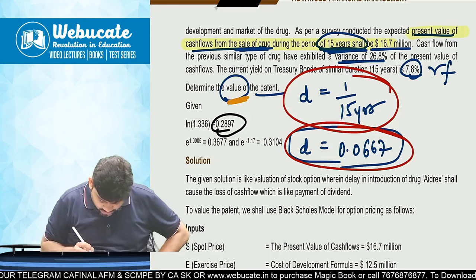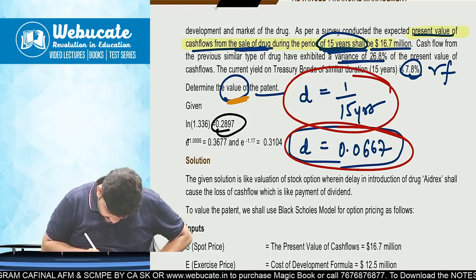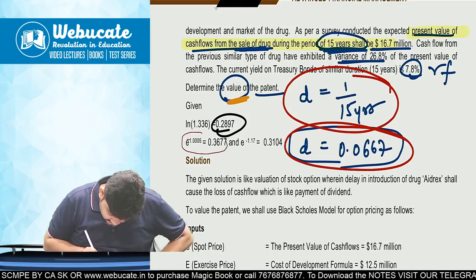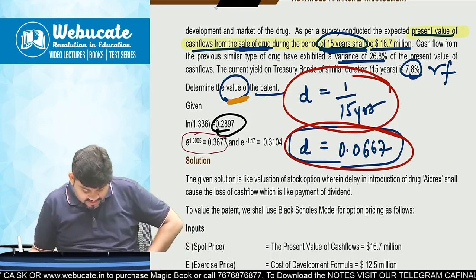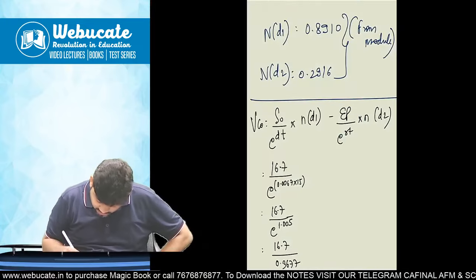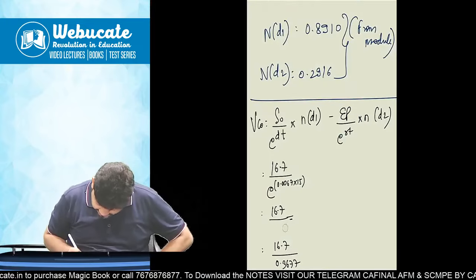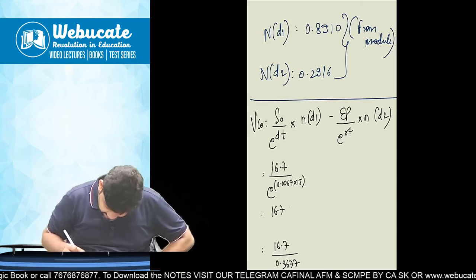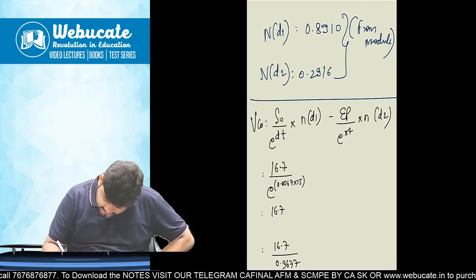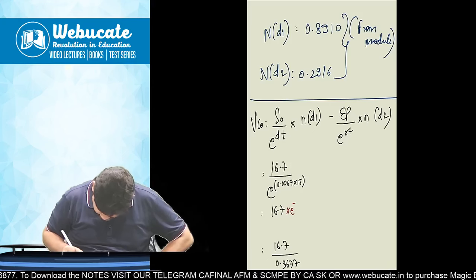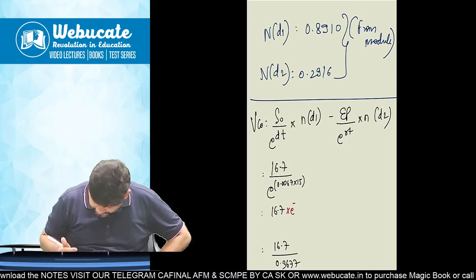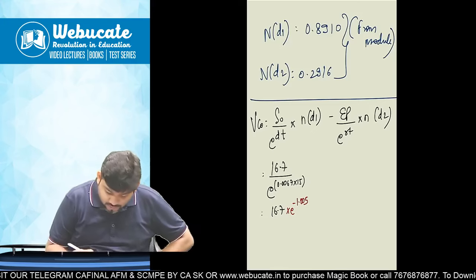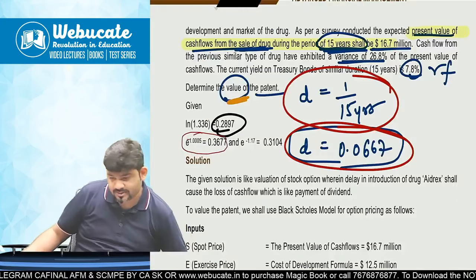Okay, now one more thing. See, this ideally is e raised to minus. I think they have missed it. This is e raised to minus 1.005. So here, what we will have to do, correct, we will have to introduce this. So 16.7 into e raised to minus 1.005. Sir, how did you come to know? I knew it. That it's their typing mistake.